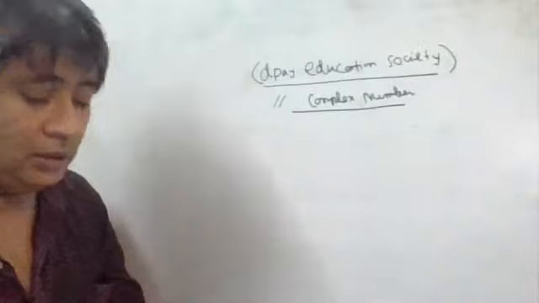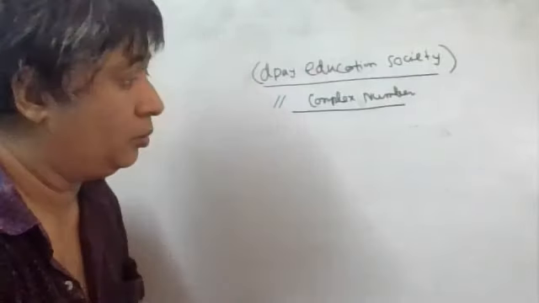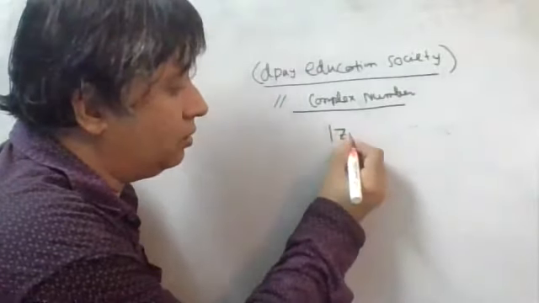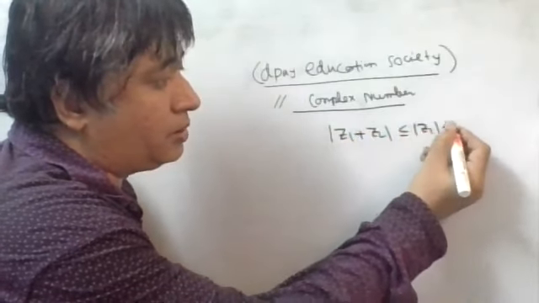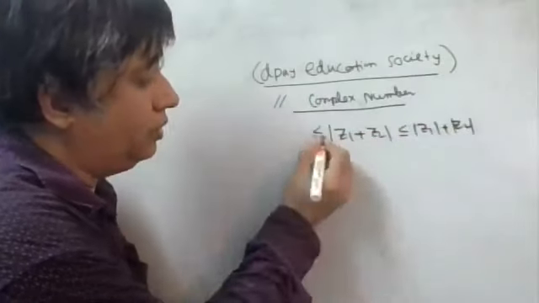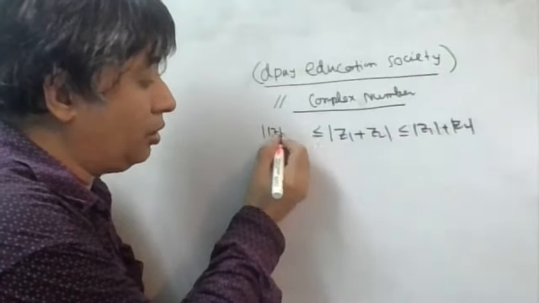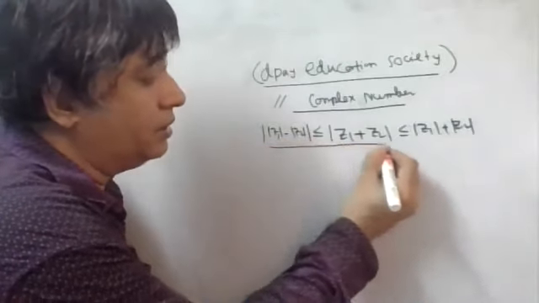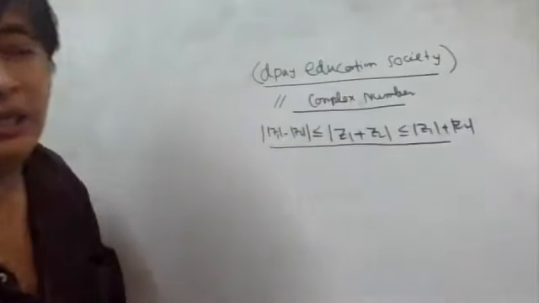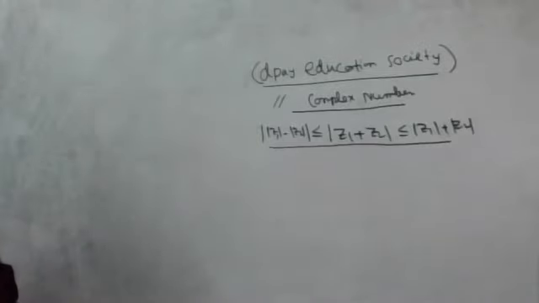So, a few minutes back, we got this result: mod Z1 plus Z2 is less than or equal to mod Z1 plus mod Z2, which is greater than or equal to mod of mod Z1 minus mod Z2. Let us use this. Let us see its application.